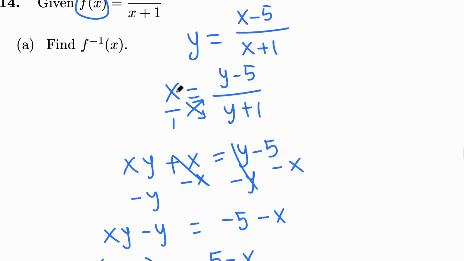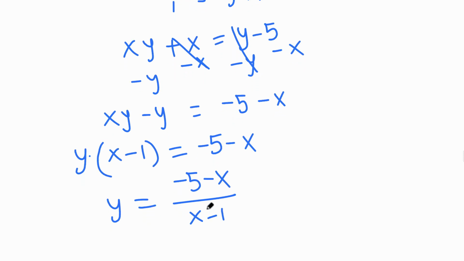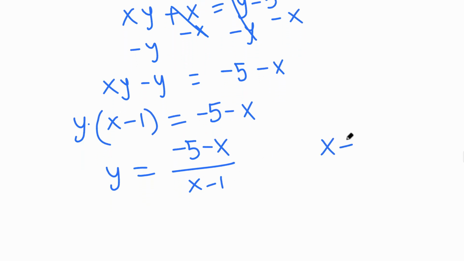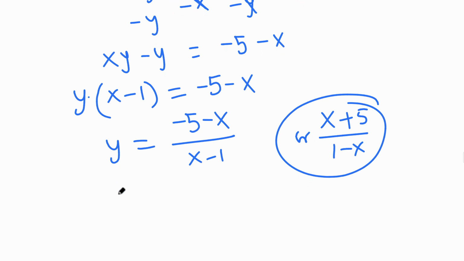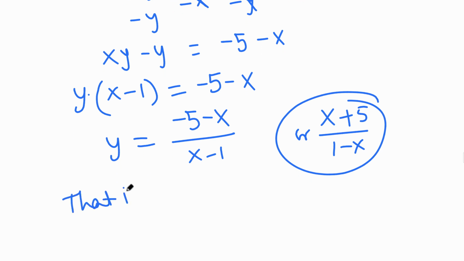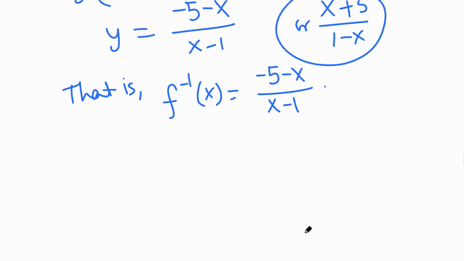In this case, if we had written y minus 5 first, then maybe you would get (x plus 5) over (1 minus x). It's the same thing, by the way. y would be (x plus 5) over (1 minus x). These two are equivalent. That is the inverse function. The inverse is (negative 5 minus x) over (x minus 1).